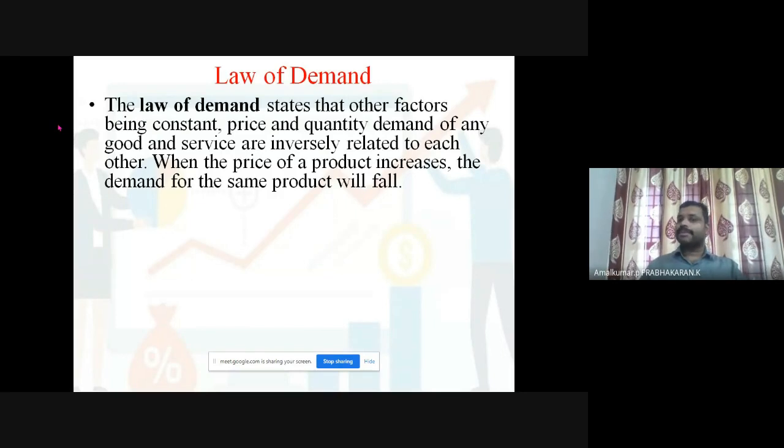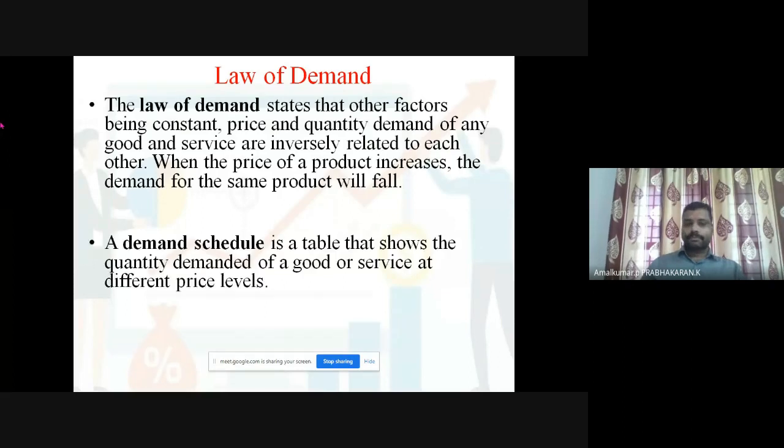So the law of demand states that, other factors being constant, the price and quantity demanded of any good and service are inversely related to each other. When the price of a product increases, the demand for the same will fall.